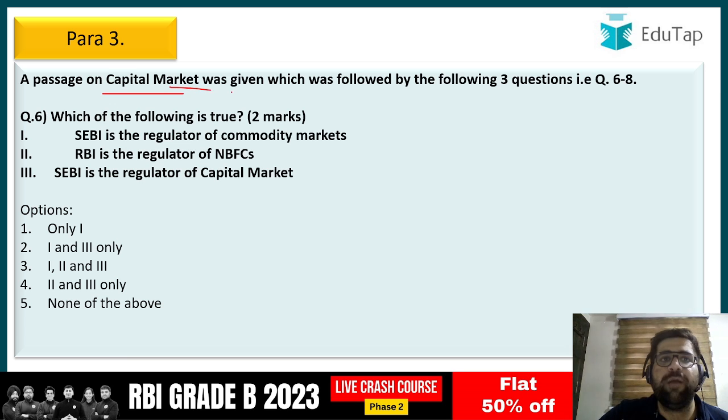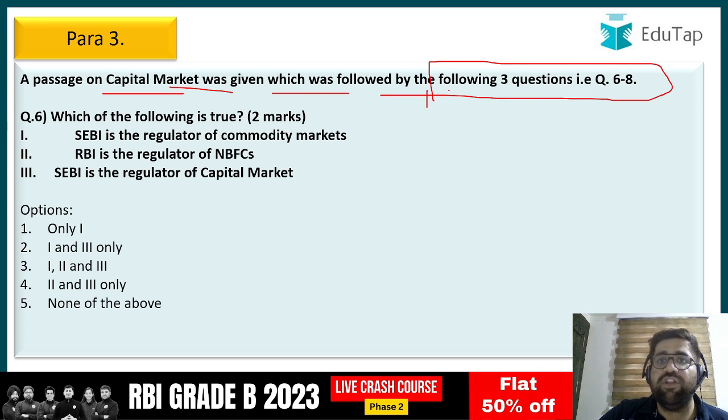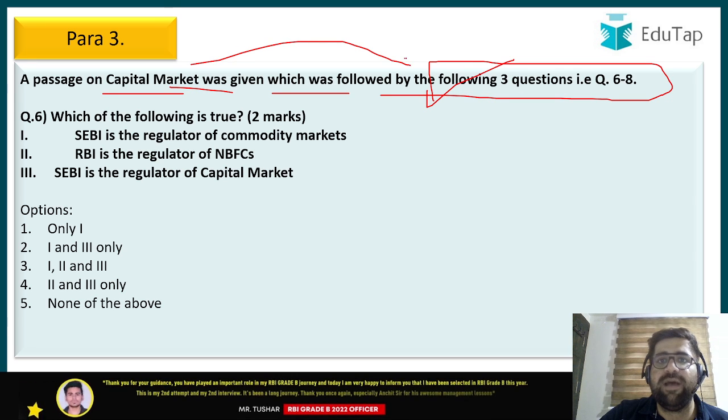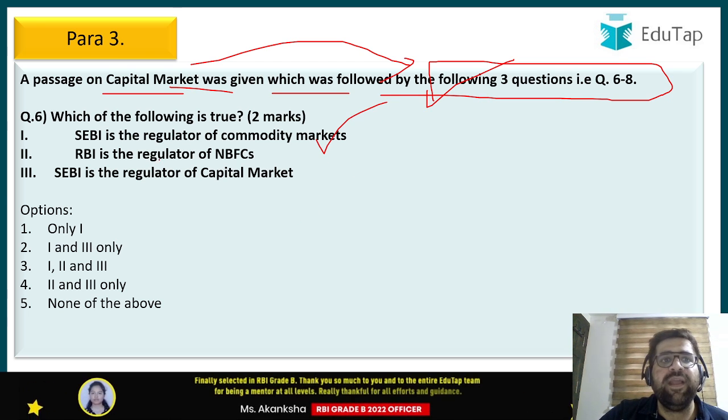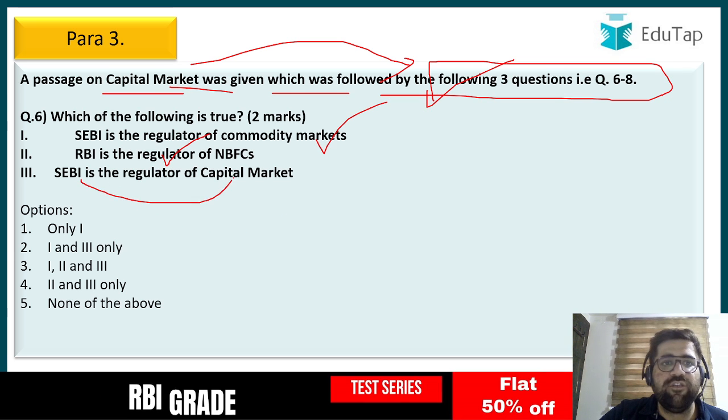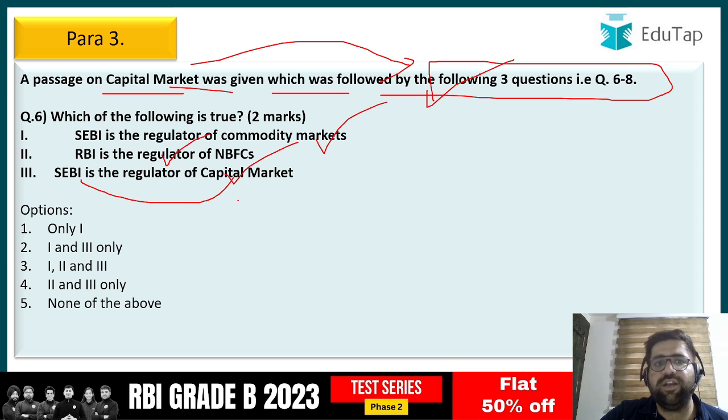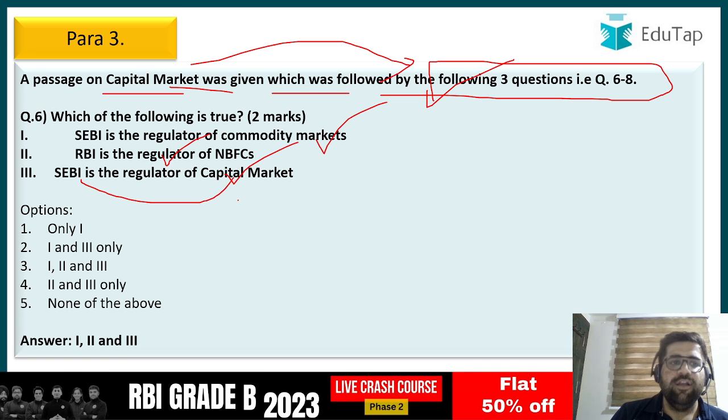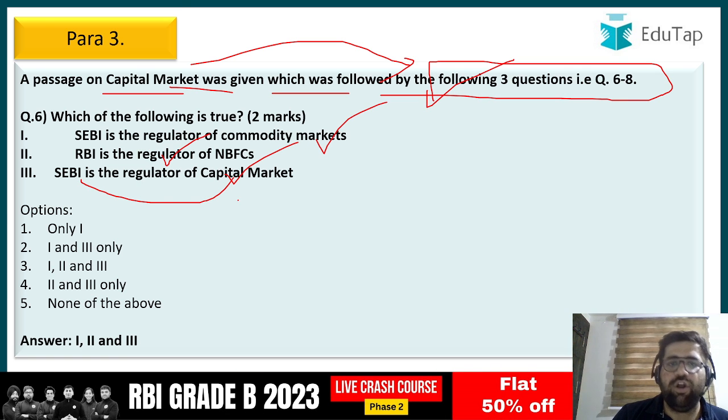A passage on capital market was given, which was followed by 3 questions. First, read all these 3 statements. SEBI is the regulator of commodity market. This statement is correct. RBI is the regulator of NBFC. This is also correct. SEBI is the regulator of capital market. This statement is also correct. So according to my knowledge, the correct answer should be option 3, which is all of the above, or you can say 1, 2, 3.